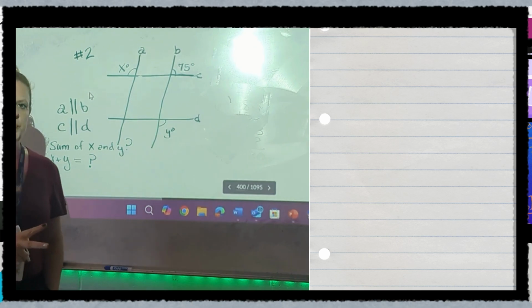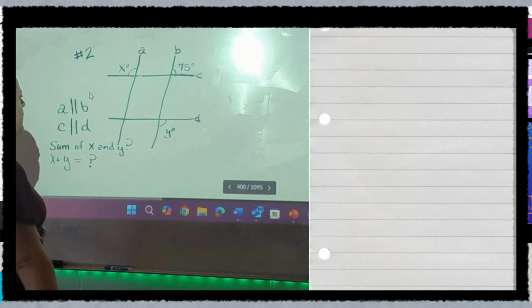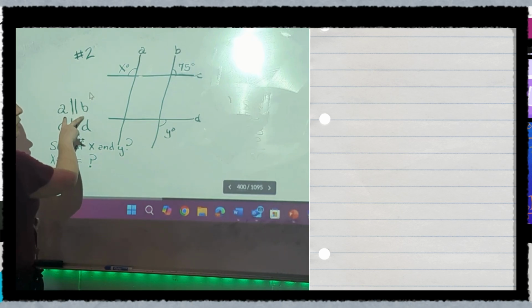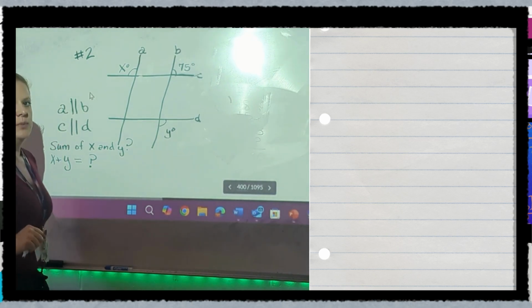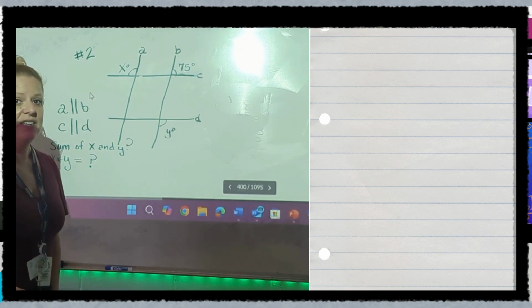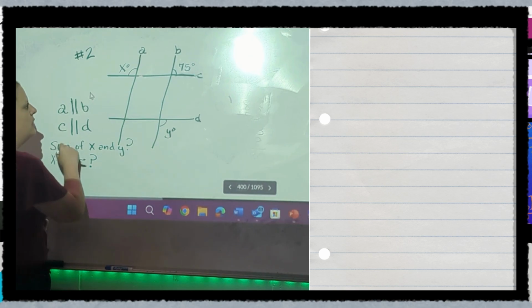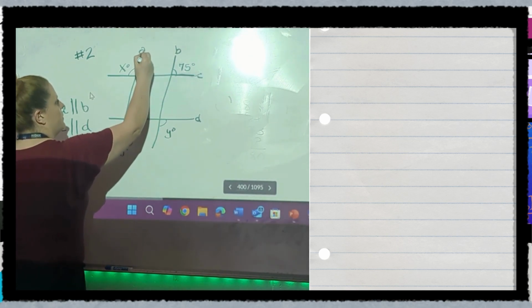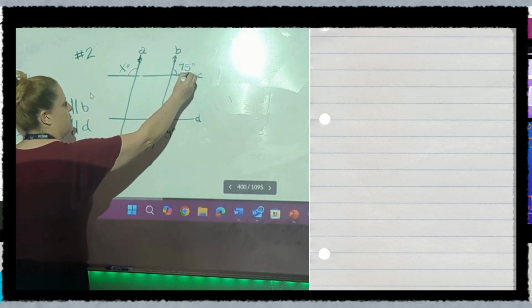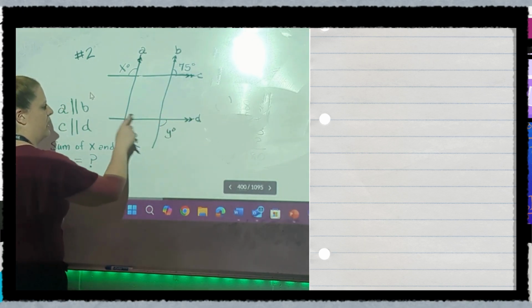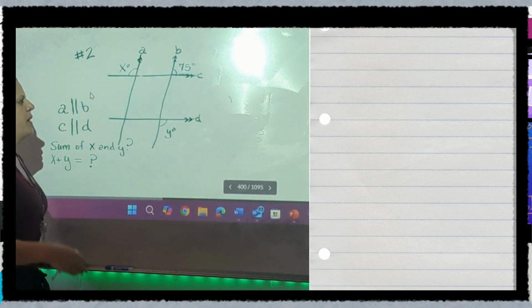Number 2, we are given A and B are parallel. Remember that symbol means parallel. It's not an 11, it's not two I's or L's. C and D are parallel. So A and B, and you're going to see this in geometry, you put those two little arrows. It might occur anywhere on that line, but it means that they are parallel lines.